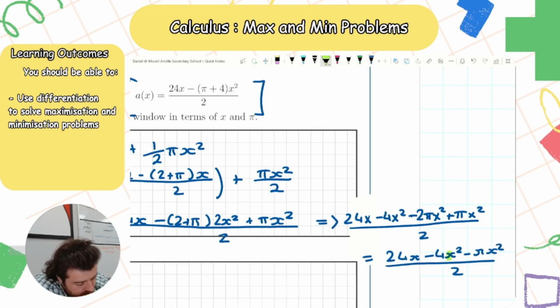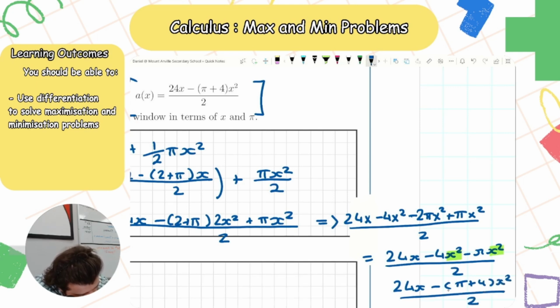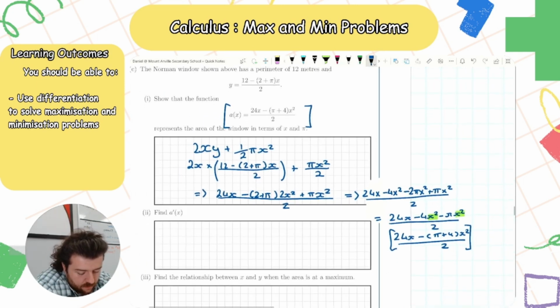Factor out the x squared here because it needs to look like this up here. Factor out a minus x squared, I have 24x minus, and that would be pi plus 4 x squared all over 2. There you go, I've proven that there. Bit of a long one, sorry.